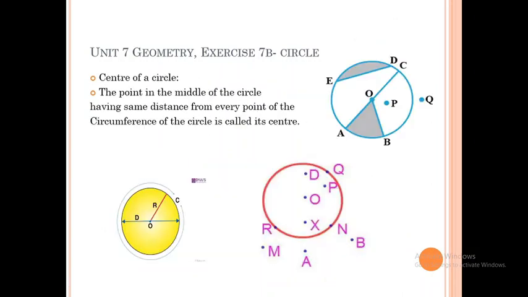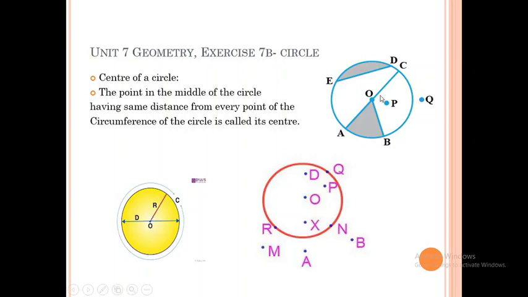Now center of a circle. As we have done the definition of the center of a circle, that is the point present in the middle of the circle, and the distance of this point to the boundary is the same at every point of the circumference.